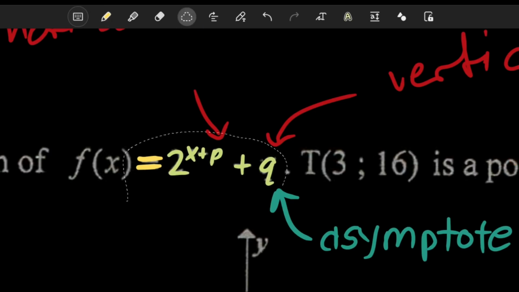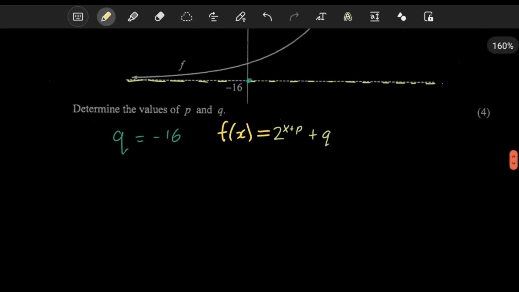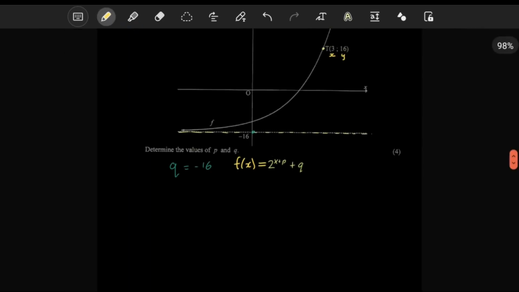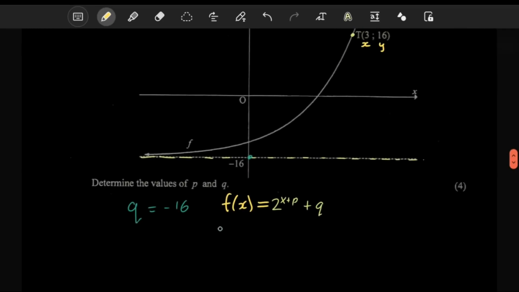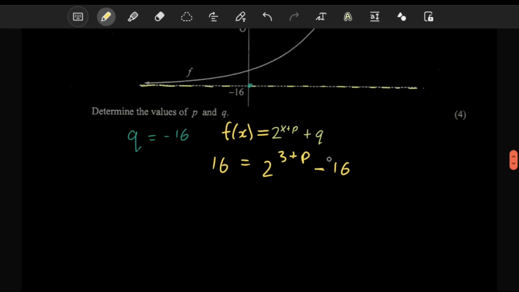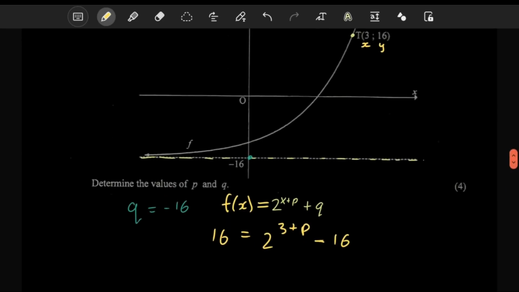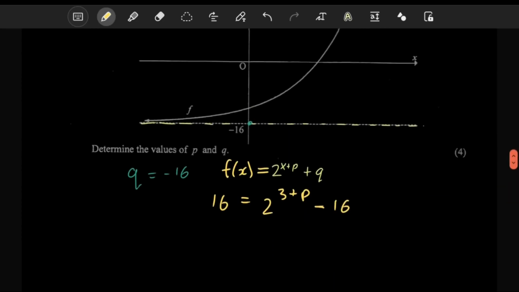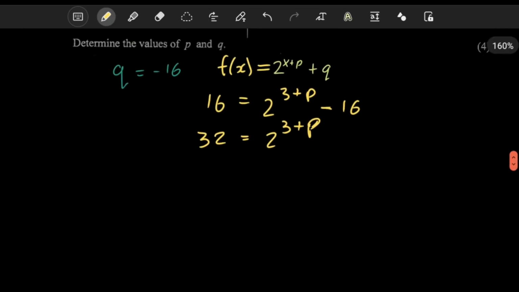So let's see here. In our equation of f of x, we have q already, and we have a coordinate that the graph passes through. So let's make use of that information. Where y is, you're just going to drop a 16. Where x is, you're just going to drop a 3. Where q is, we already know that's just -16. Why am I writing a plus? You see? Trying to make silly mistakes here. Anyway, luckily, this is just a coincidence. Don't panic. It's just a coincidence that this is a 16 as well. Okay, so this goes over, and then you're going to get this. And remember, we're trying to work out p.